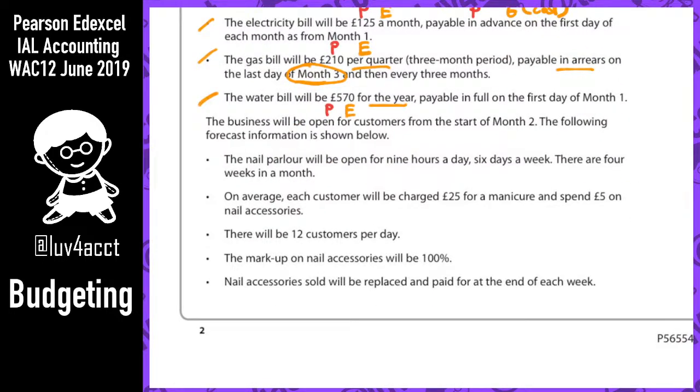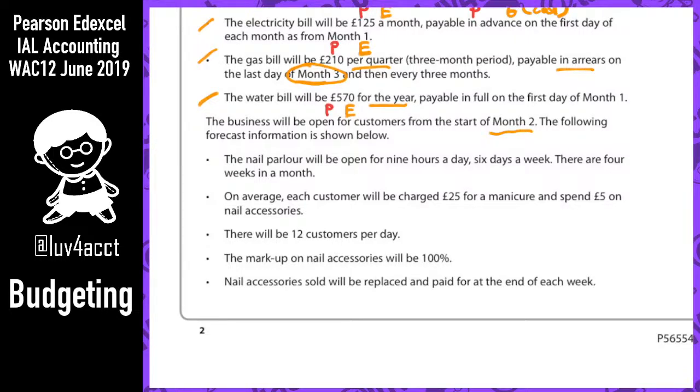Next, the business will be open for customers from the start of month 2. Okay, so the business starts in month 1, I think in preparation status. Okay, and then in month 2, it will start to gain money. The following forecast information is shown below.